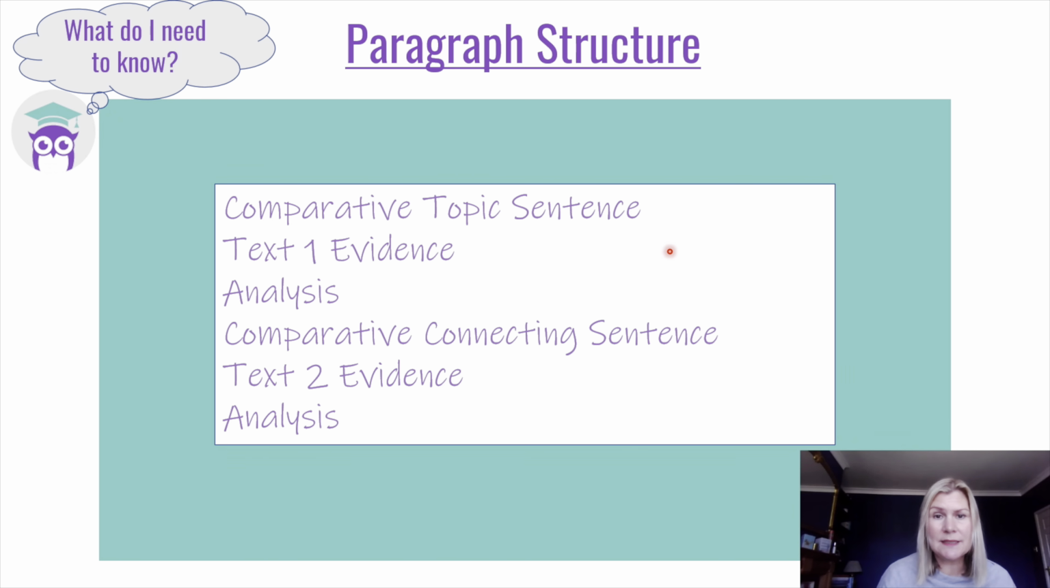So always start with a comparative topic sentence, then put in some evidence from text 1, do your brief analysis, then make a link. So that means that you are again reiterating the comparison. So if it's a similarity, you can say similarly or likewise. And if it is a difference, you can use in contrast, on the other hand, unlike in text A. Once you've popped in your connecting sentence, you're then going to pop in some evidence, again, a quote, and you're going to analyse that, and then you're going to do that as many times as you physically can.